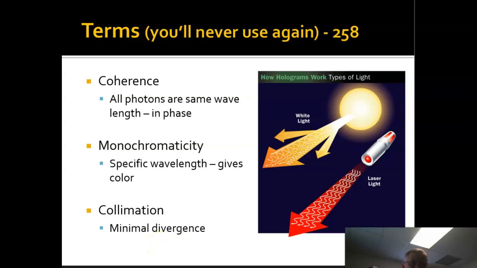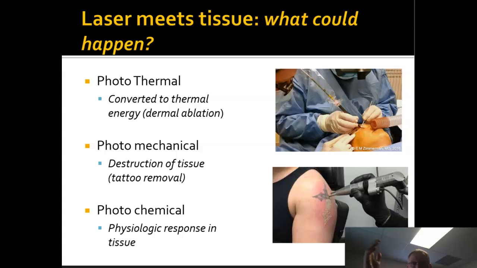So when a laser actually reaches the skin or comes in contact with the skin, you have a couple different options. It depends on the laser, right? You can have a thermal effect where we can actually cut open things and use it in surgical procedures. We can actually destroy tissue. But most of the time when we're using it on the therapeutic side, we want a physiologic response.